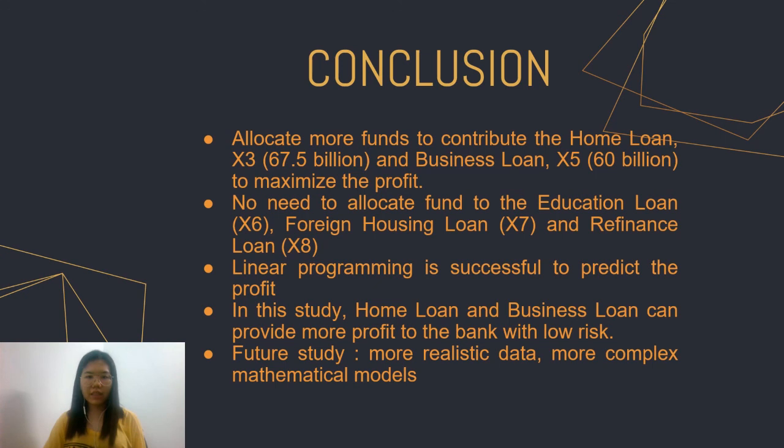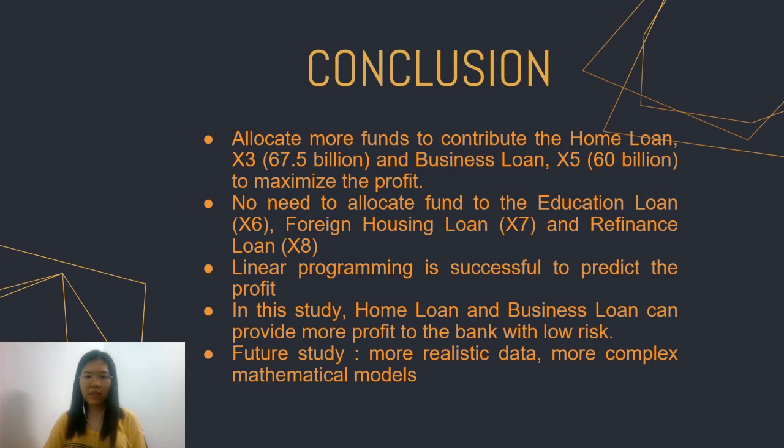Besides, there is no need to allocate any funds to education loan, foreign housing loan, and refinance loan for this optimal solution. And we can conclude that linear programming is successful to predict the profit of loan. In this study, the home loans and business loan will contribute more to the profit, and it is lower risk to conduct these two loans.